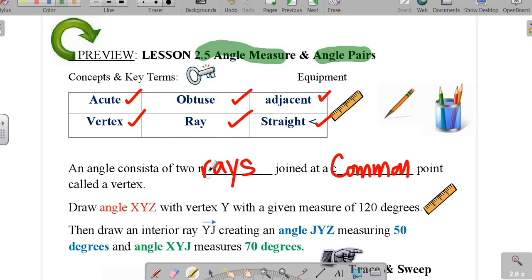An angle consists of 2 rays joined at a common point called a vertex. So that's 2 rays joined at a common point called a vertex. That's an angle.